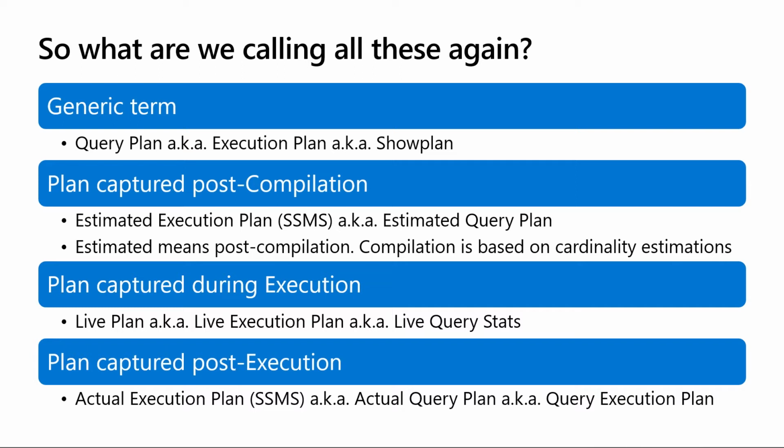You can also call it estimated query plan. Why the word estimated? Because estimated means post-compilation, and compilation is based on cardinality estimations, based on statistics and some heuristics. So there's no execution yet, only information that flowed from the compilation stage. Then that plan, if you choose to, gets executed.